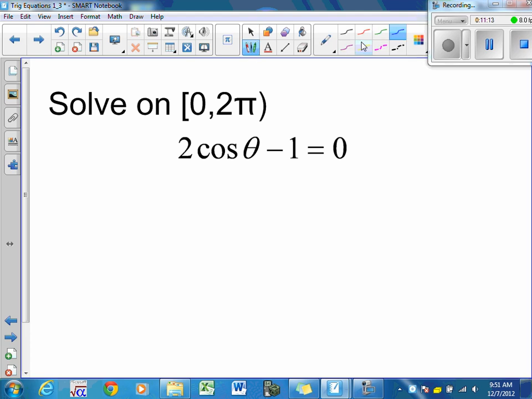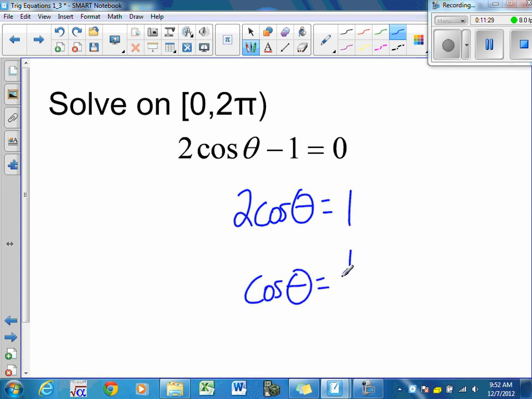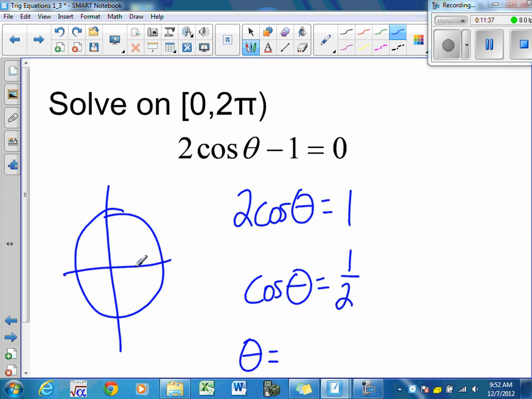Now, sometimes we'll have an equation that looks like this: 2 cosine theta minus 1. What we have to do is solve it so we just have sine or cosine, so we can solve it like our other equations. So I need to rewrite this as cosine equals 1/2. Once I get cosine of 1/2, now I can think unit circle, cosine's x, I get a point here, I get a point here. We're on 0 to 2 pi, so I'm in radians: pi over 3 and 5 pi over 3.